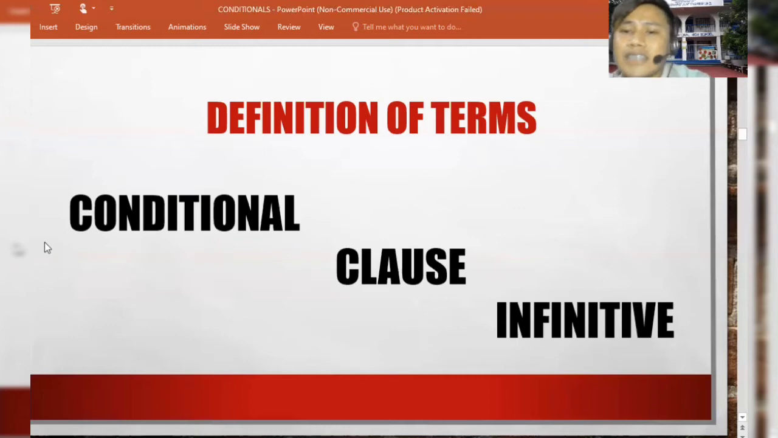All right, so this time let us define the following terms as we move along to our lesson for today. There are 3 words that we have to know: conditional, clause, and the last one is infinitive. What do you think are these 3 words? If you have any thought about these 3 words of your own, then I want to know it by commenting your answers in the comment section.